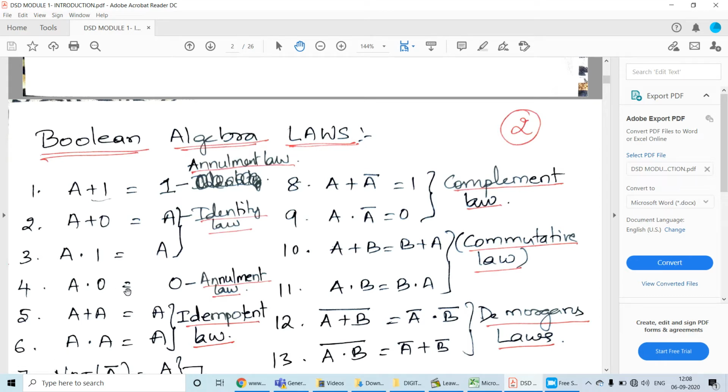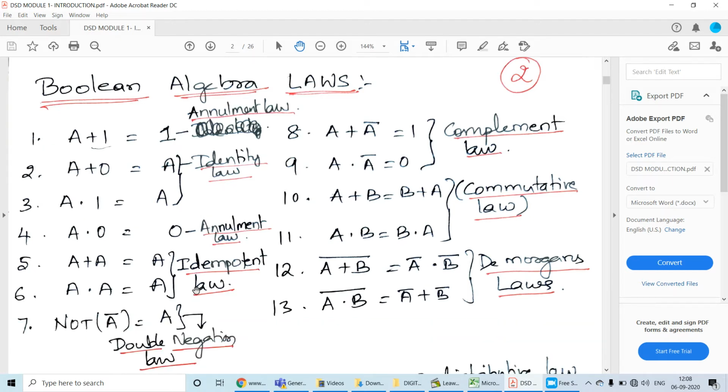Anything ANDed with 0 is again 0. Right? So A AND 0 equals 0. So 1 AND 0 is 0, 0 AND 0 is again 0. Therefore that is the annulment law. So these two annulment laws are A plus 1 equals 1 and A and 0 equals 0. And these two, A plus 0 equals A and A into 1 equals A, are the identity law. Okay. Similarly, next step.